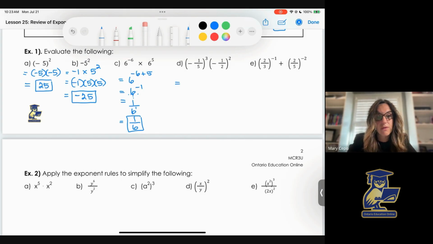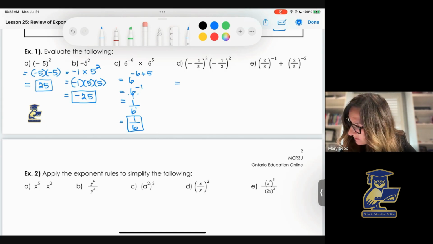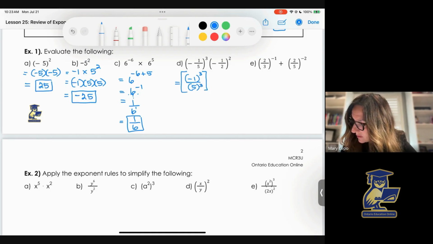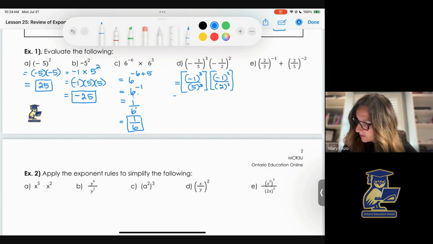So if we have negative 1 over 5 all to the power of 3, that's going to be negative 1 to the power of 3 over 5 to the power of 3. In this case, we can't use any exponent rules. We're just going to do that, and bring the negative 1 to the power of 2 all over 2 to the power of 2. Okay, so it's going to be negative 1 over 125 times 1 over 4.